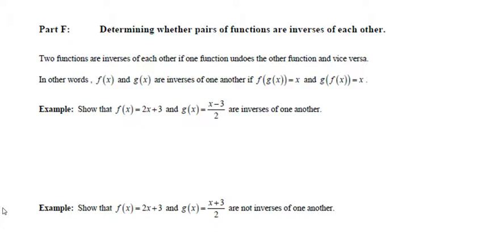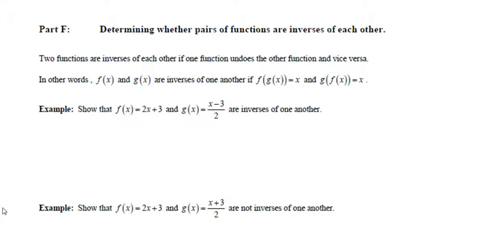Okay, so we were here. Undoes, and vice versa. I said this yesterday: f of g of x is not the same as g of f of x unless they're inverses, which you didn't even know what that meant yesterday, but now you do. So, show that f of x equals 2x plus 3 and g of x equals (x minus 3) over 2 are inverses of one another.